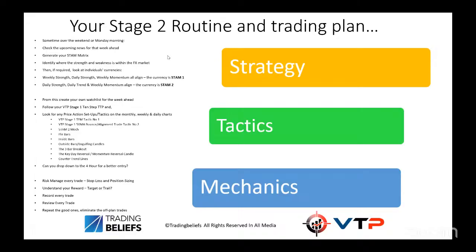You understand your reward. Are you going to use a target or are you going to trail? You make sure you record every trade. You make sure you review every trade so you're in a position to repeat the good ones and eliminate the scruffy off-plan trade. Those are the mechanics. And as I said, that shouldn't change whatever you trade or however you choose to operate. So that is actually how you take what you learned in Stage 2, start building it into a routine, into a trading plan that covers strategy, tactics, and mechanics.